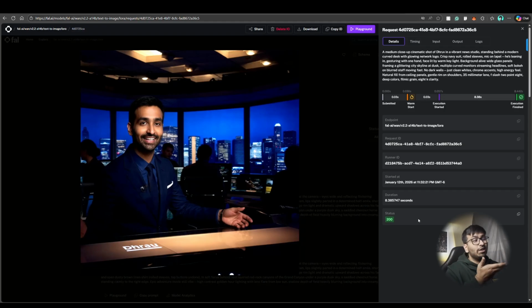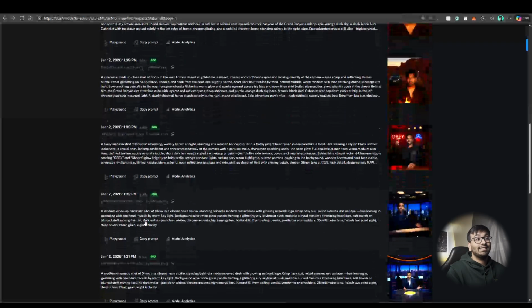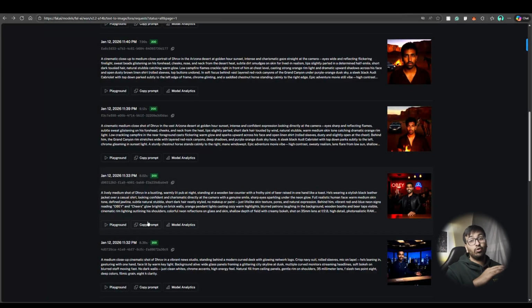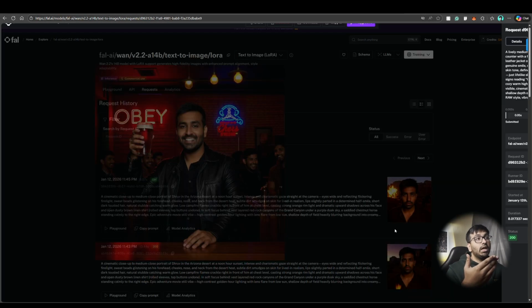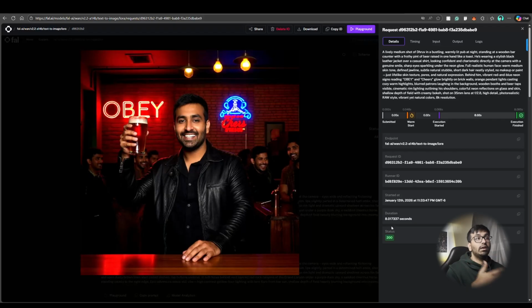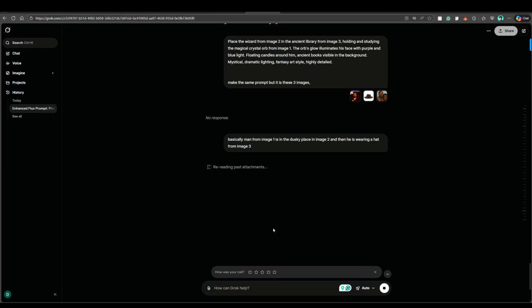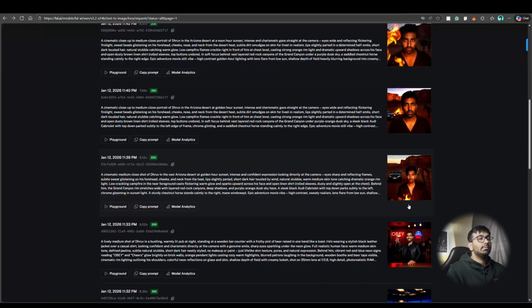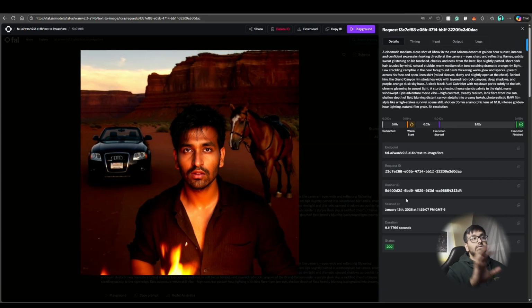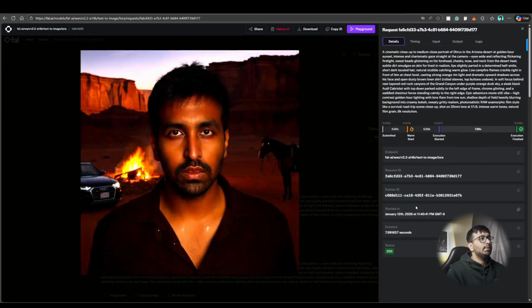Then I have a medium close-up cinematic shot of Dhruv in a vibrant new studio. So that's me in a new studio. Again, it got my text here. I have no idea why. And my body proportions are still off. Now, after this, most of the images look amazing. Now, me in a bustling night pub, I got this written by GPT as well. Then this me in Arizona, golden hour sunset.